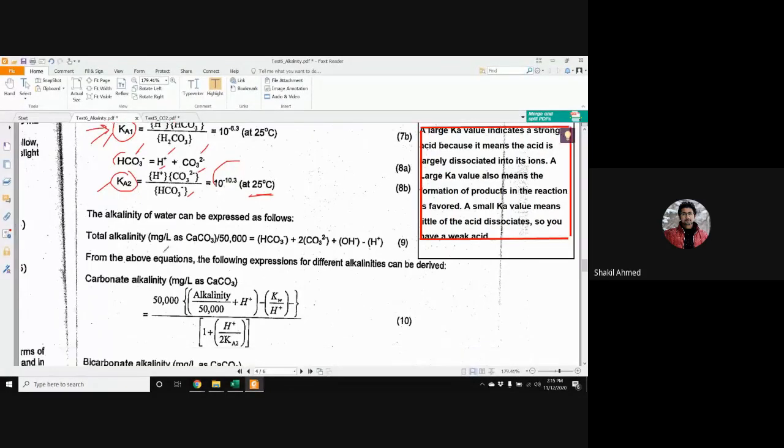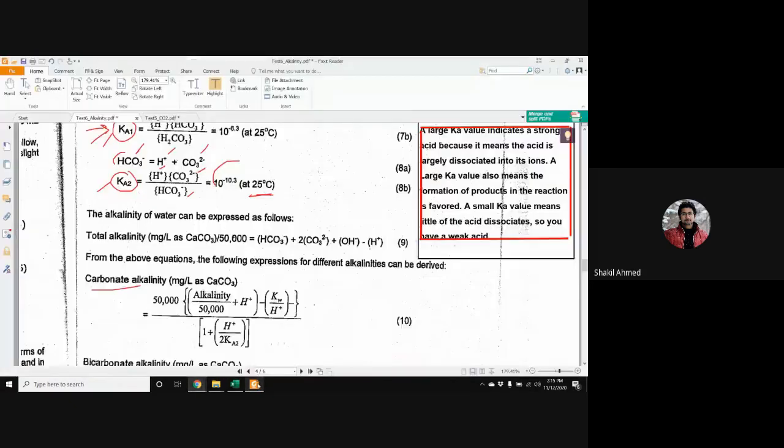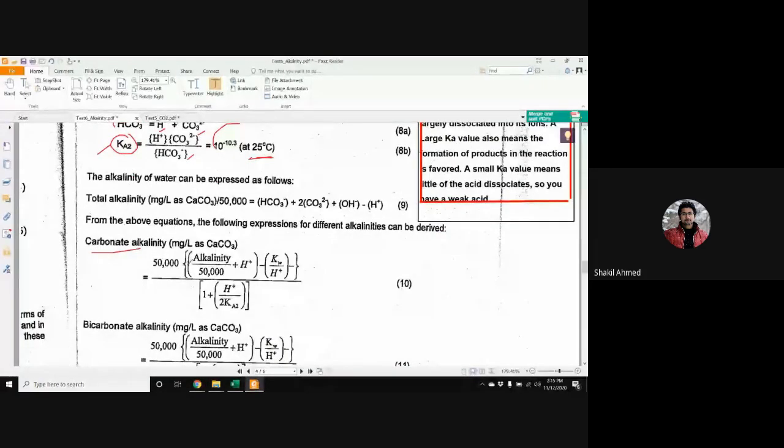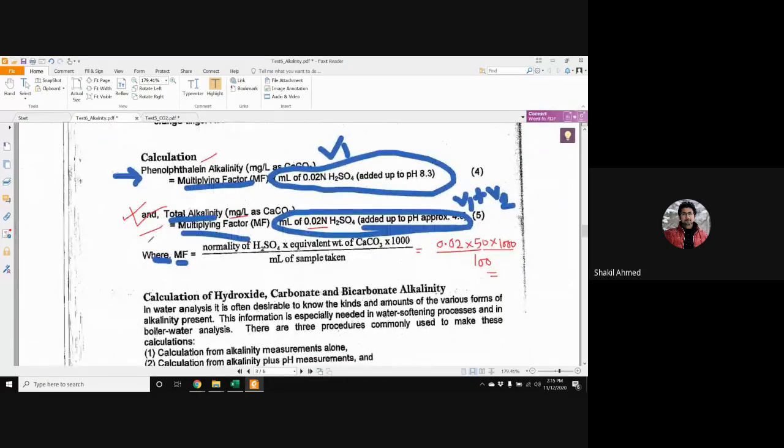Now, if you want to know the carbonate alkalinity, the formula is 50,000 into alkalinity divided by 50,000 hydrogen ion concentration, Kw divided by H plus. So 50,000, alkalinity. What is alkalinity? You already determined this: total alkalinity, in milligram per liter as calcium carbonate. This is the alkalinity you just measured.